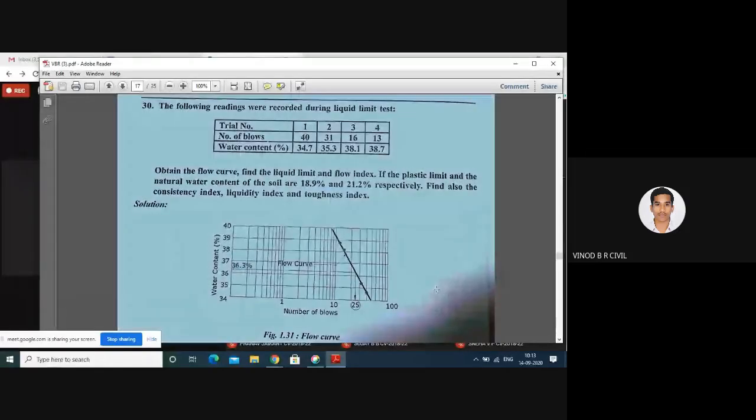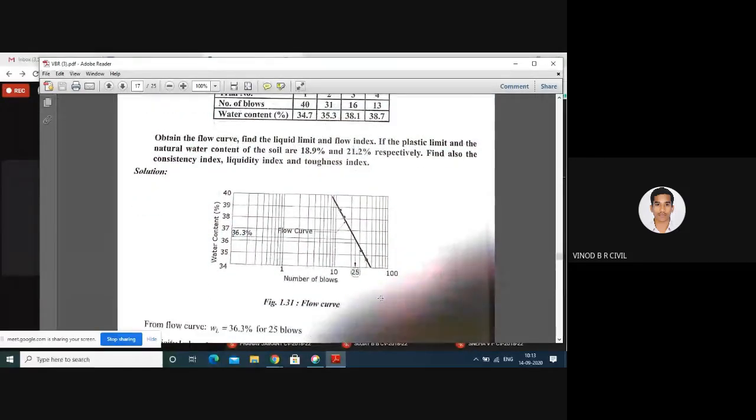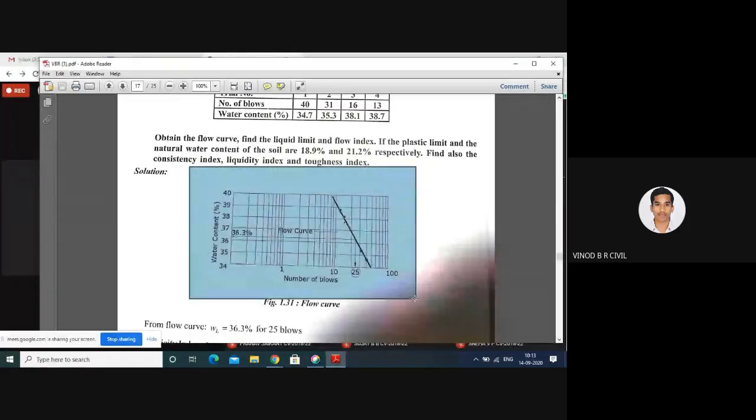Any doubts, students, with respect to the graph? Any doubts? Students, please interact. Any doubt with respect to the graph? How to draw the graph?